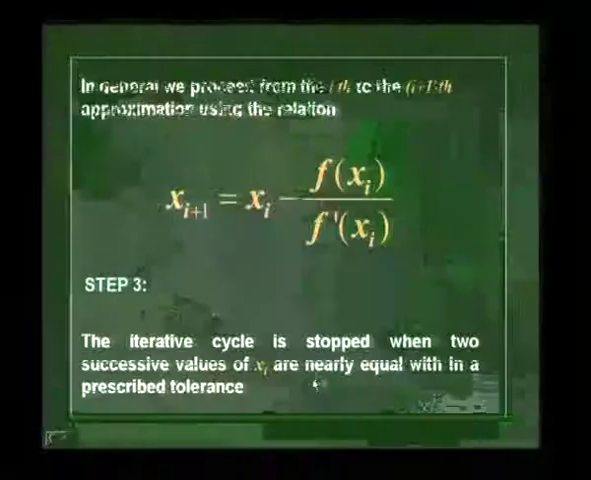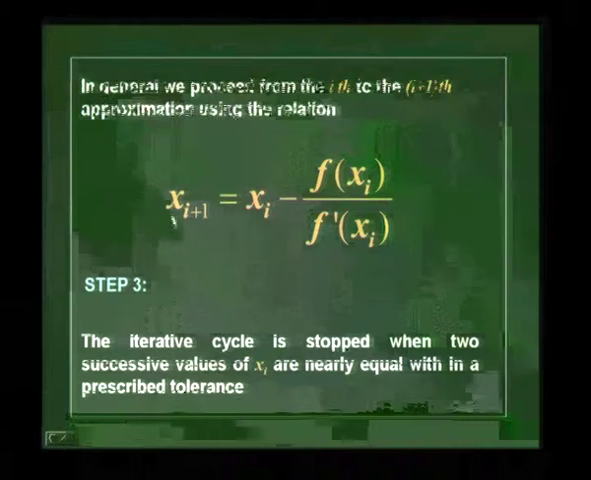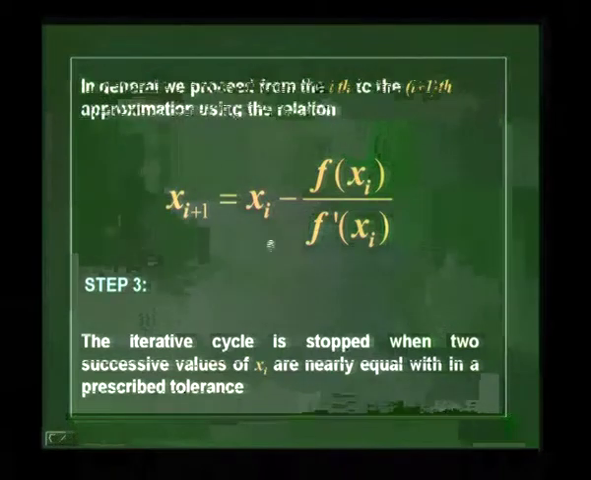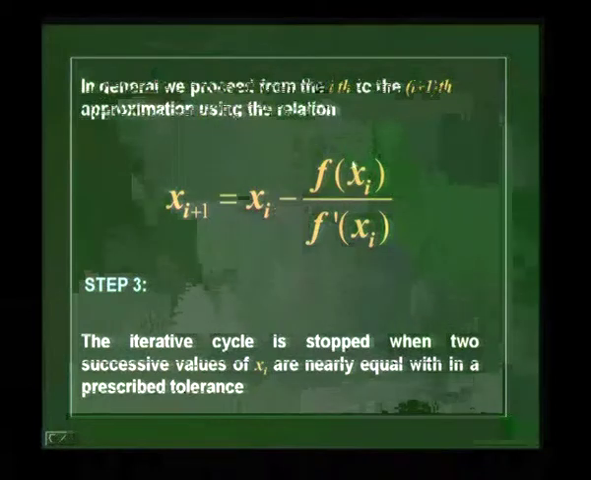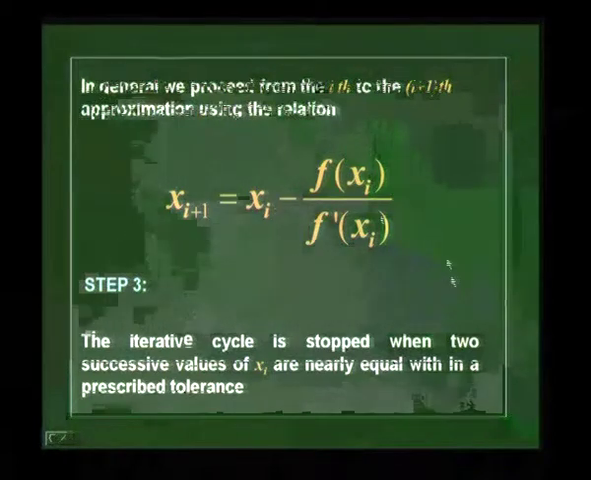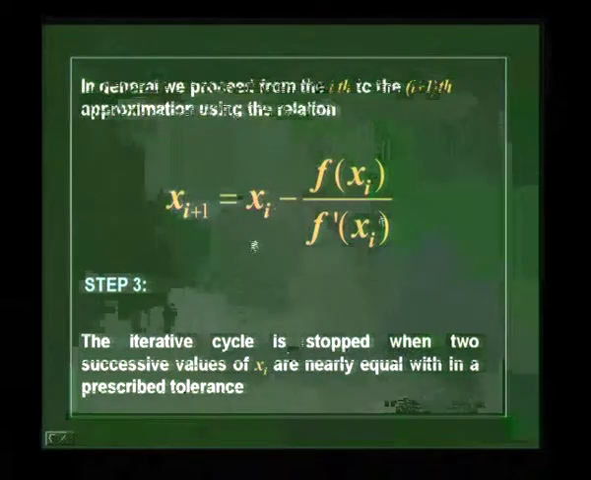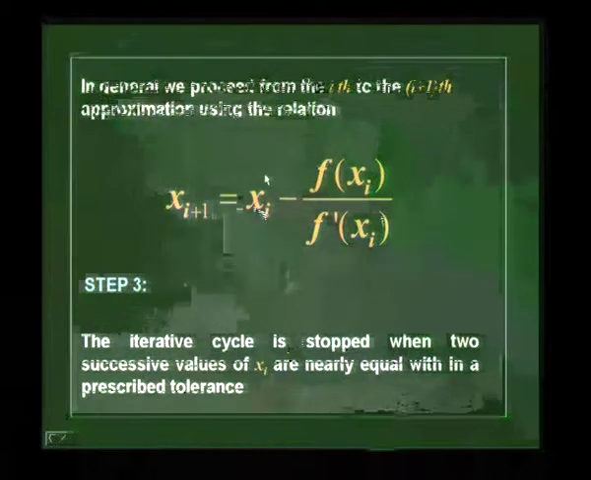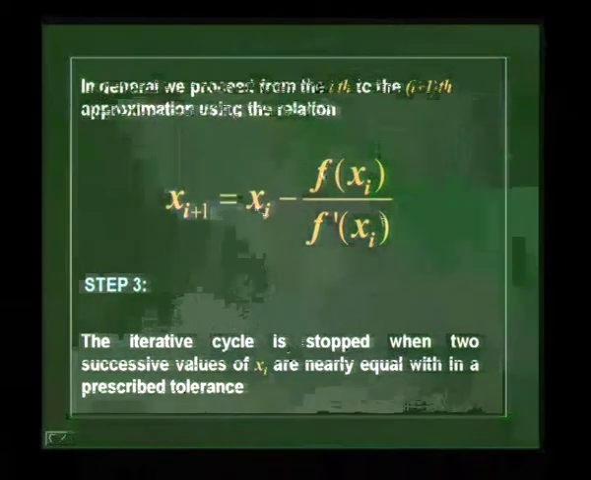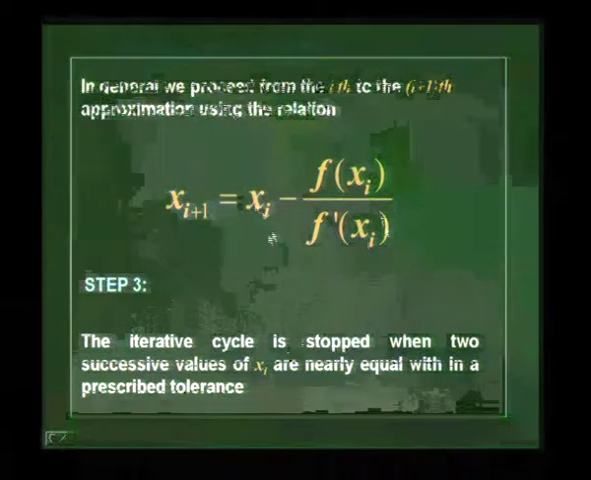So that's the general form. In the iteration scheme, we will write x i plus 1 as the previous guess x i minus the function value at x i divided by the derivative of that function at x i. And of course, as before, the iterative cycle is stopped when x i plus 1 and x i are almost the same, or f of x i vanishes. If f of x i goes to 0, then x i plus 1 is equal to x i, and that's where the iteration would stop.